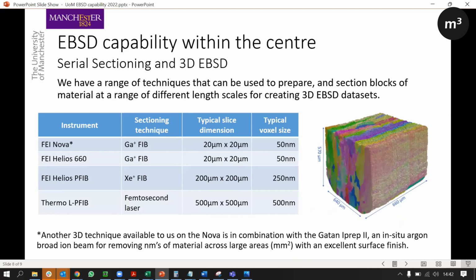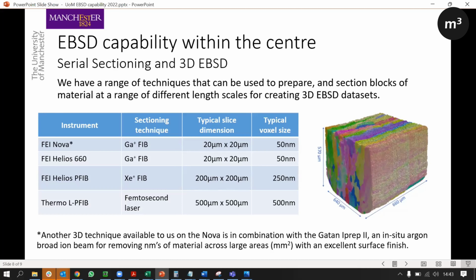3D capability. So we have a number of FIBs that are capable for 3D studies, and the volume investigated generally scales with the material removal rate of the system you're using. So the gallium FIBs have the lowest removal rate, so you're typically looking at doing regions of 20 microns by 20 microns with very small voxel sizes, and so you can tailor your study to which system you're using.